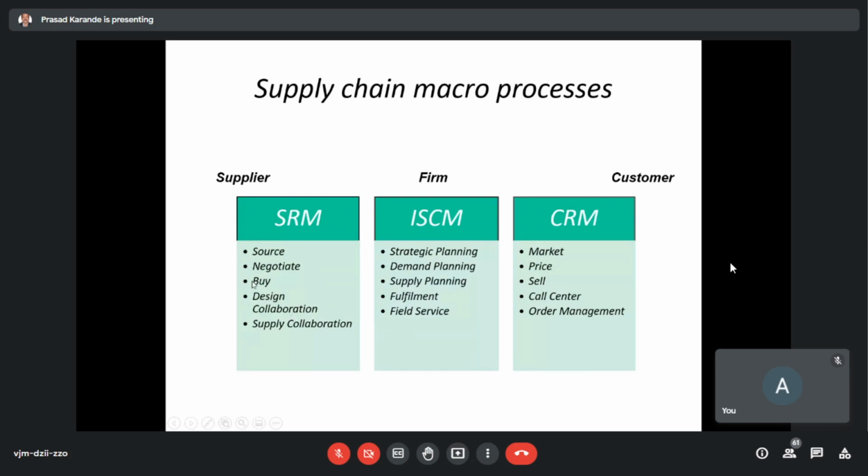Then there are design collaborations. Now this is also coming into supplier relationship management, because this is for the suppliers. As I have said, your supply chain does not end at your end, it ends at the supplier's end. And so the supplier who is supplying material should also be part of your supply chain.